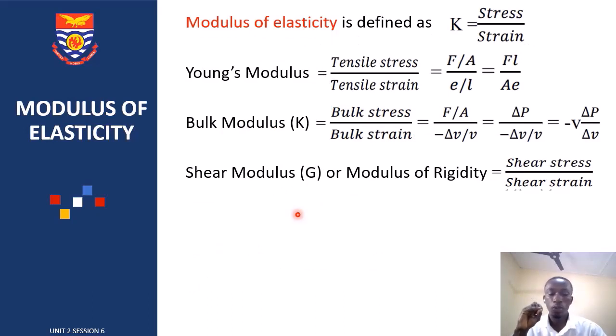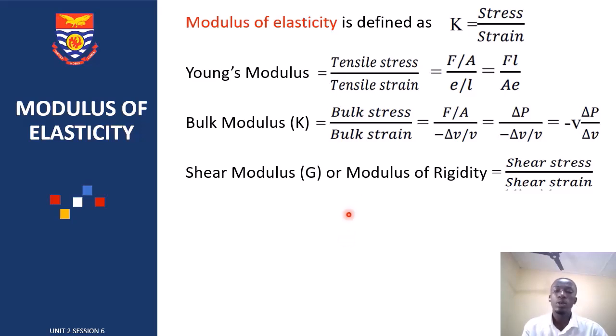In modulus of elasticity, we can define three terms here. That's the Young's modulus, the bulk modulus, and the shear modulus. Let's first define the modulus of elasticity, which is always defined as what? The stress over the strain. We already know the types of strains and stress we have. So let's look at Young's modulus.